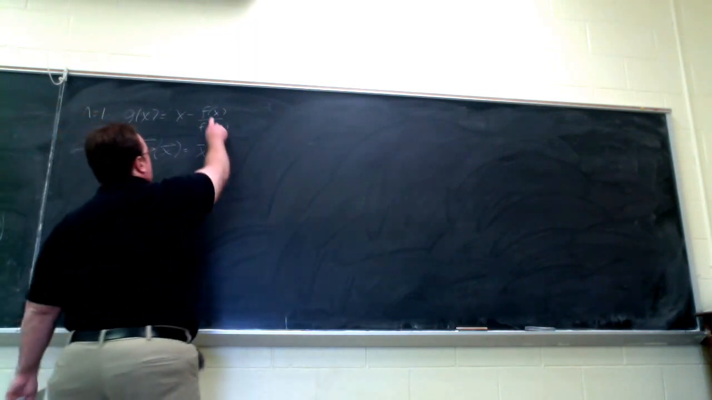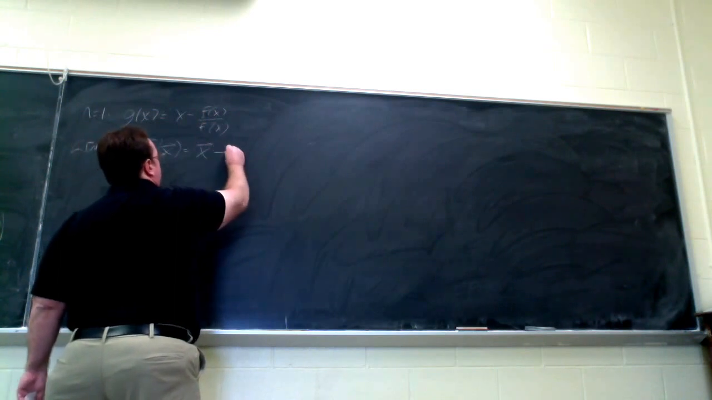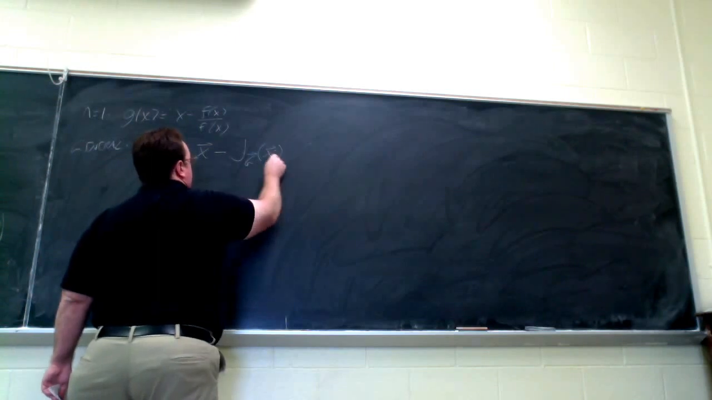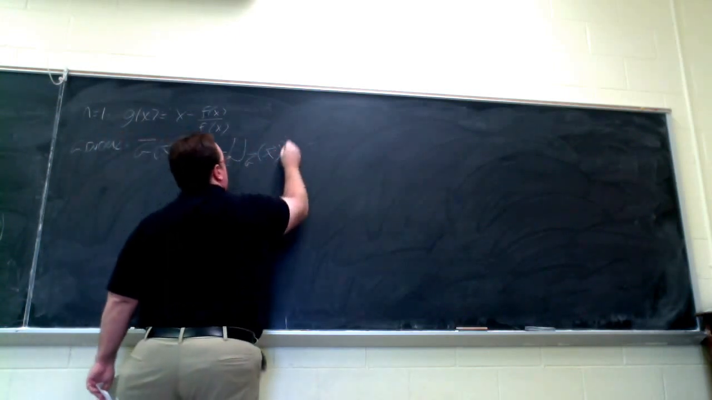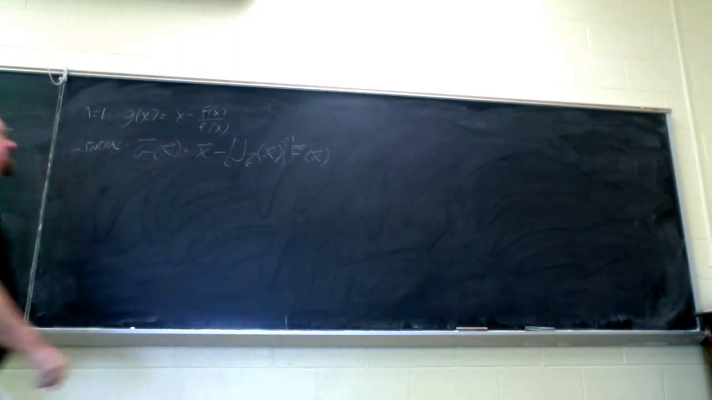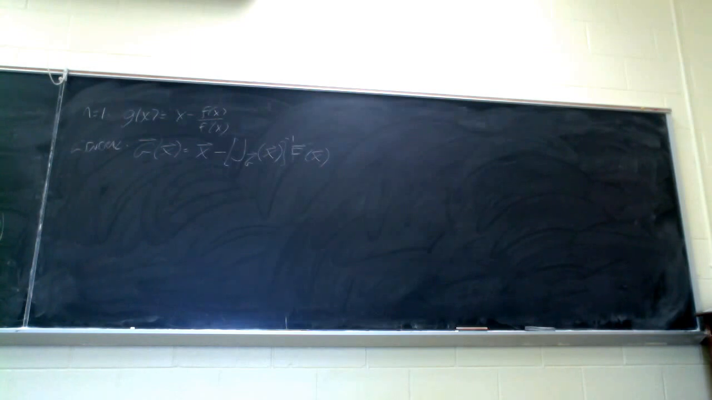Now, in one dimension, we just have a derivative, f prime of x. But here we have a matrix that's a derivative, our Jacobian matrix. We can't divide by a matrix. What do you do instead? You multiply by the inverse. Because now f of x is a vector quantity. So you have x minus the Jacobian matrix of g, evaluated at x, inverse times the vector f of x. So this is our new fixed point function.